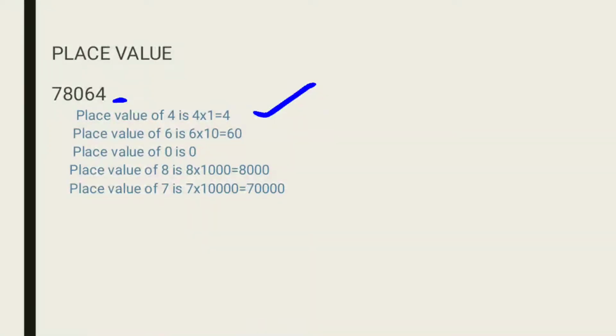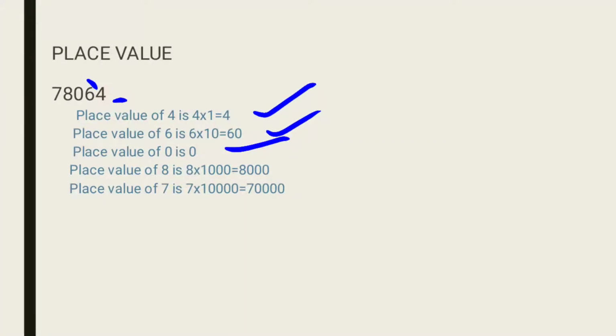Now next digit is 6. The place value of 6 will be 6 into 10. Why 10? Because 6 is present at tens place. So 6 into 10, 60. Next digit is 0. We know the place value and face value of 0 is always 0, so the place value of digit 0 will be 0.